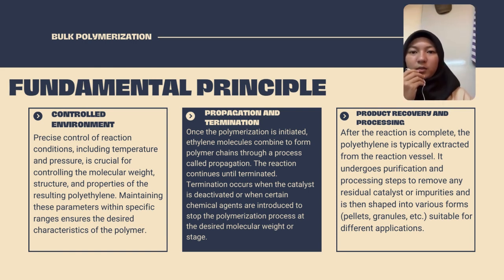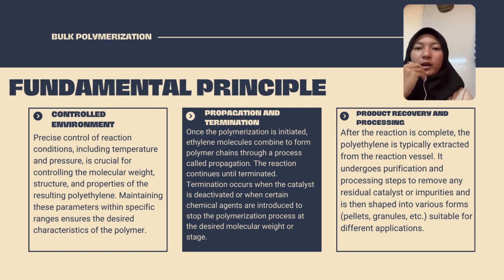Next, propagation and termination. Once the polymerization is initiated, ethylene molecules combine to form polymer chains through a process called propagation. The reaction continues until terminated. Termination occurs when the catalyst is deactivated or when certain chemical agents are introduced to stop the polymerization process at the desired molecular weight or stage.